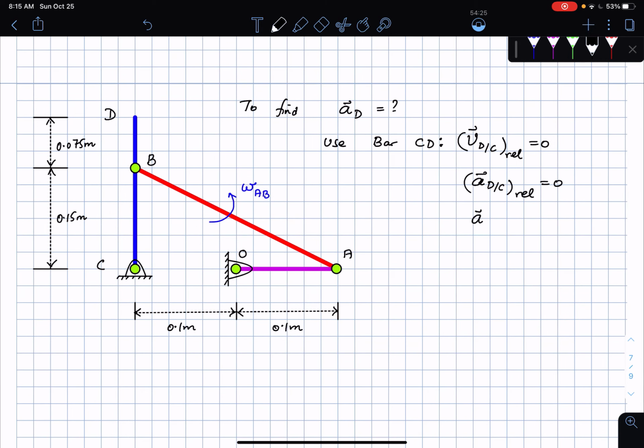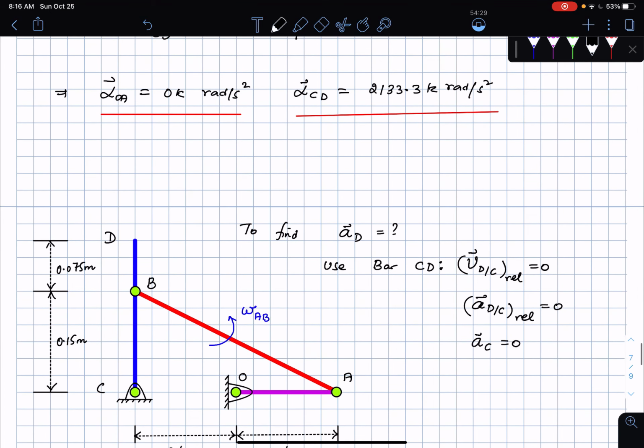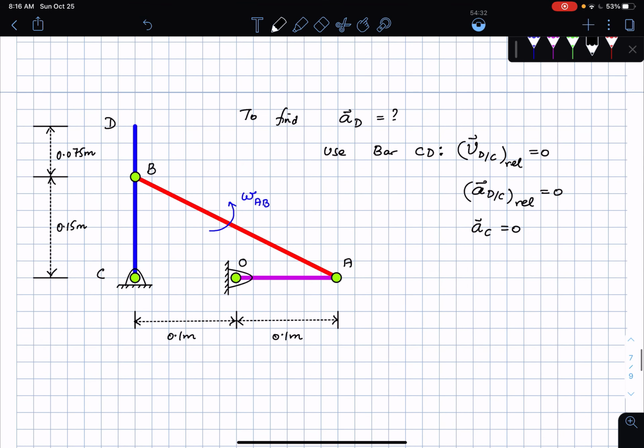Then the acceleration of C is 0 because it's a fixed point. And then for CD, we have the angular acceleration and so on. Alpha CD was calculated as 2133.3 k radians per second squared. Omega CD, if you remember from before, was the same as omega AB, 40 radians per second.